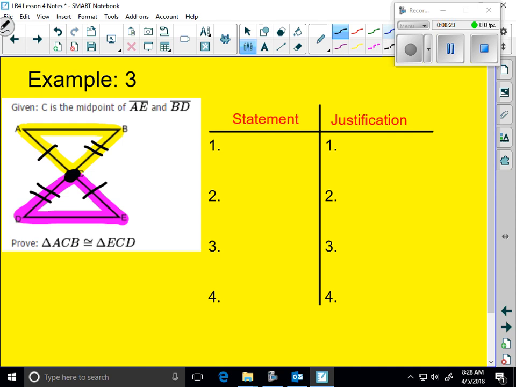Okay, so what I would probably do is I would probably just replace this. C is midpoint of AE and BD. What would be the justification?